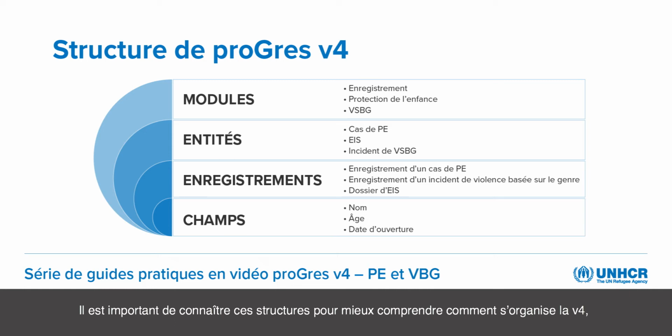These structures are important so that you better understand how v4 is organized, as when we navigate, it is moving between these different levels, from field to record to entity to module, and then back down again. And it's also quite important, as these will be the terminology used throughout the remainder of the video series, how to use child protection and GBV modules in proGres v4.